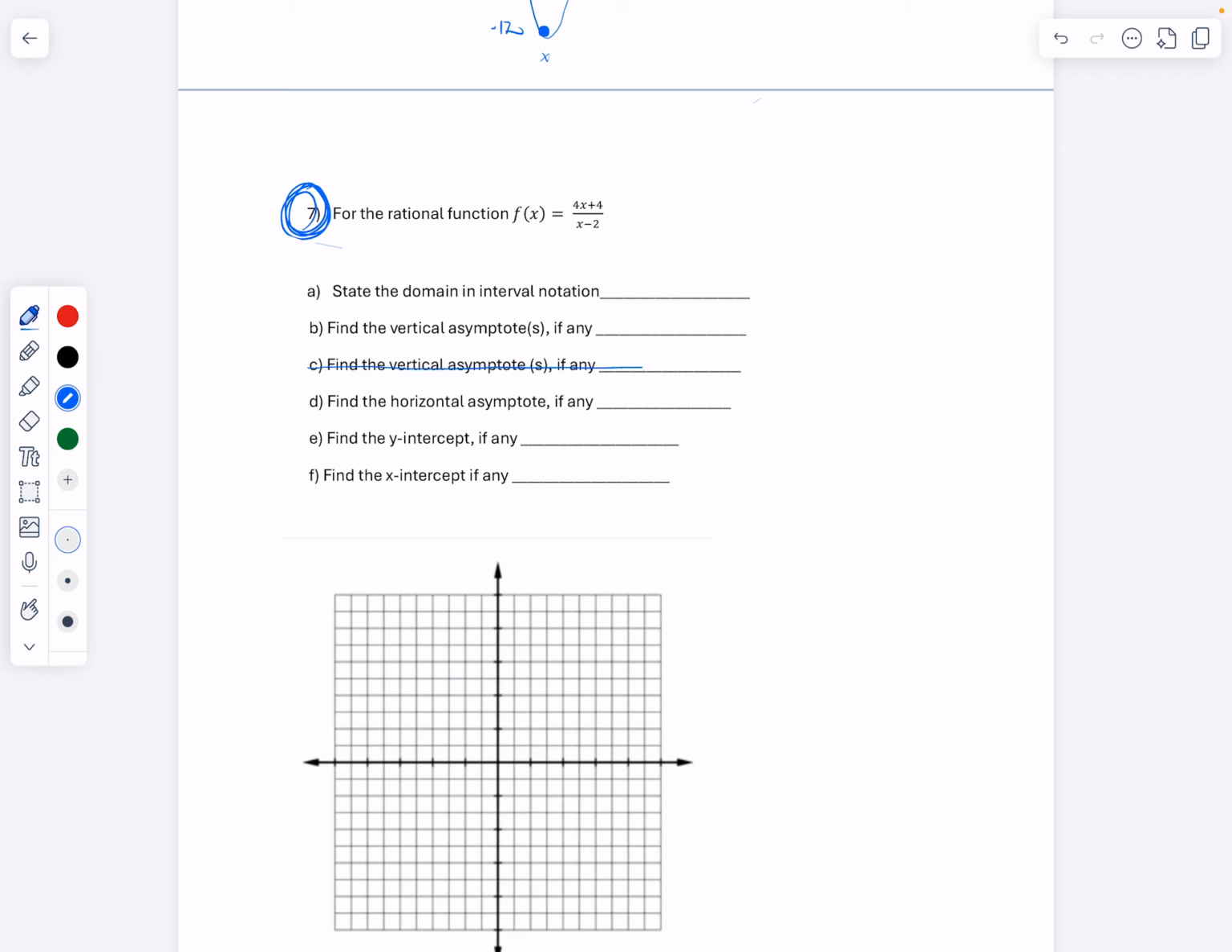C, I'm going to cross out because it says the same thing. D says find the horizontal asymptote if any. E, find the y-intercept if any. And F, find the x-intercept if any.